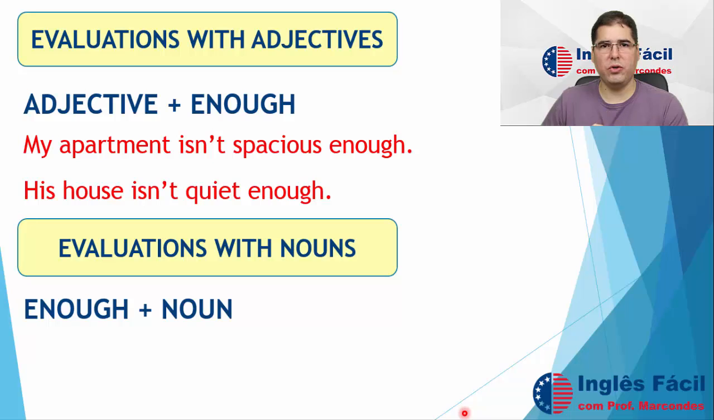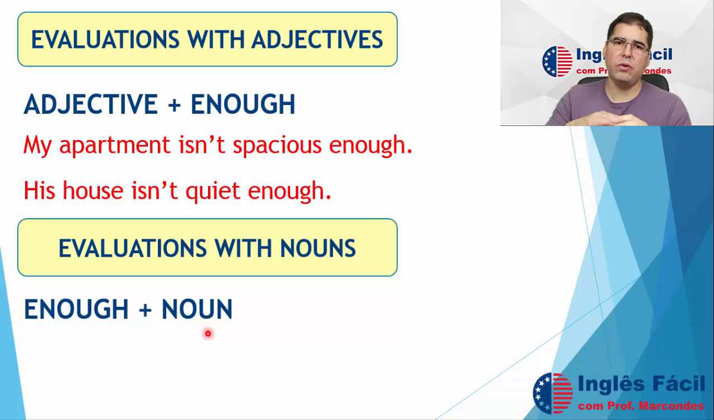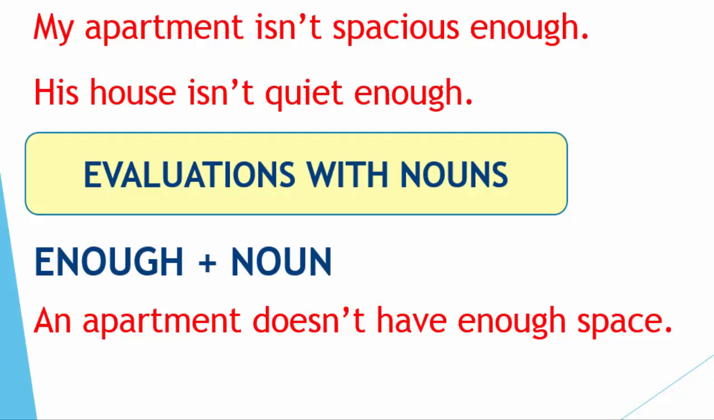Now, today we are going to learn how to do the same thing, evaluate apartments, houses, or anything else, but now using nouns. Let's see the difference. So, with adjectives, we used adjective plus enough. And now we are going to do the opposite. It's going to be enough plus a noun. So the noun comes after enough. Example, an apartment doesn't have enough space.